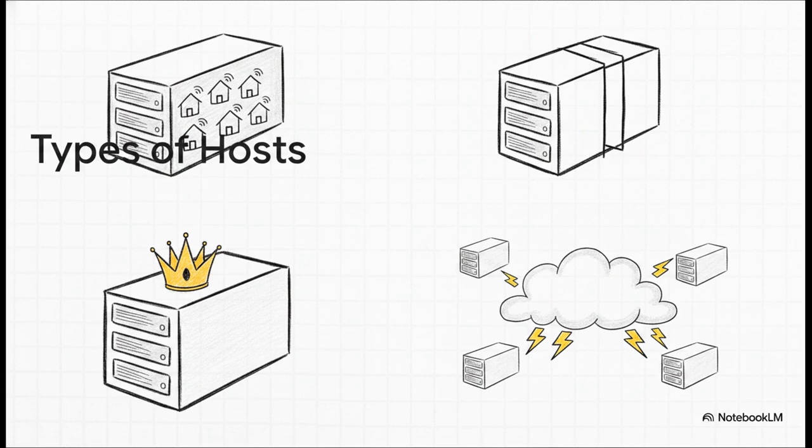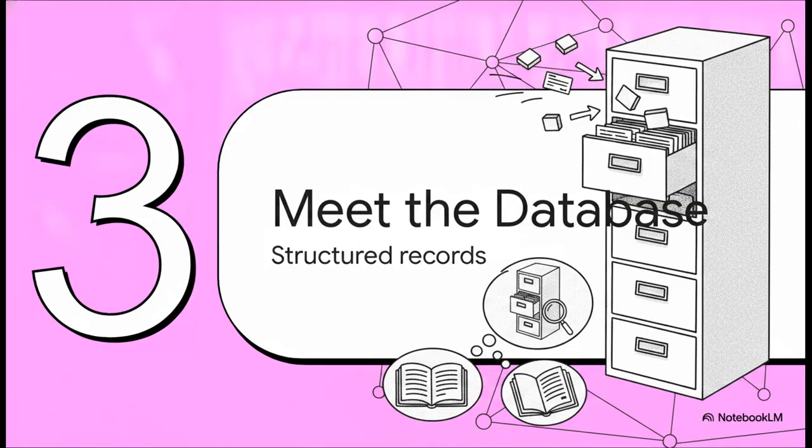Now, for maximum performance, places like banks and governments use dedicated servers, meaning they own the entire physical machine, no sharing. And finally, there's cloud hosting. This pulls resources from a massive network of servers via platforms like AWS, Google Cloud, or Microsoft Azure for ultimate, pretty much infinite scaling. Okay, so we've got the building covered. Let's pivot to Section 3, meet the database.